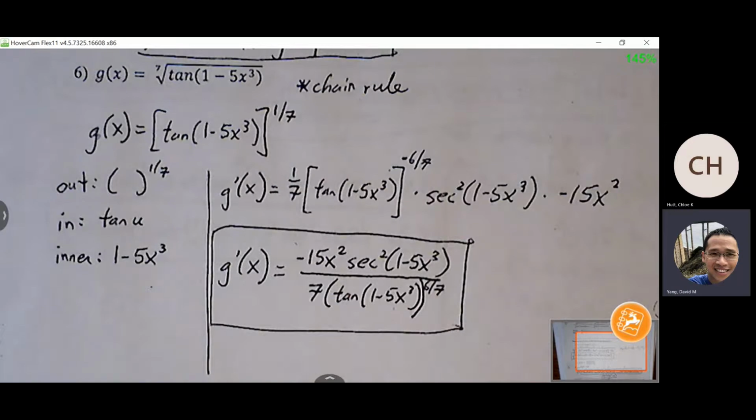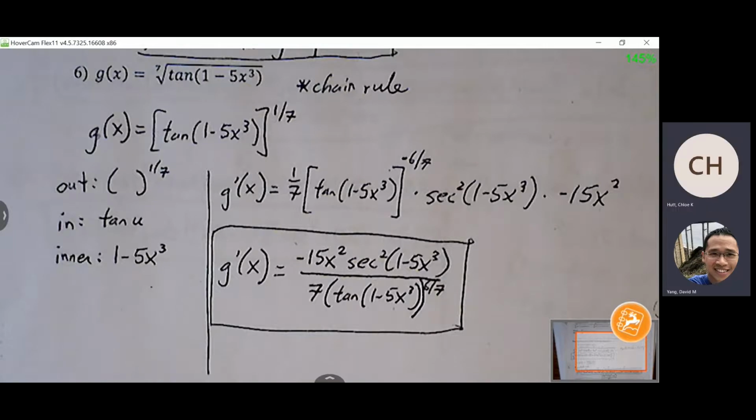I'll show you. I don't know how to say this. With this also, I wrote it differently than you. I'm pretty sure that's still right. I just brought the exponent down. Yeah, that works. 7th root. Okay. Yeah, that works. Yeah. All right. Okay.